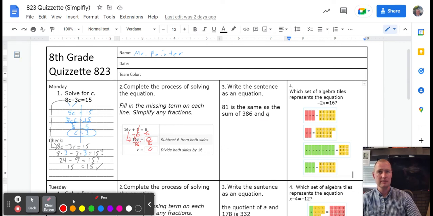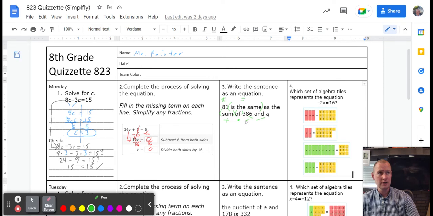All right, so let's break this down. What I want to do is take 81 and leave 81 alone. Now, the words "is the same." Try to think of, well, mathematically, what does the phrase "is the same" mean? If you're thinking equal signs, you got it right. So "is the same" is equal. As the sum, when you talk about the word sum, it means add. So we're going to add there. Of, now the word "of" means multiply the 386 and Q together.